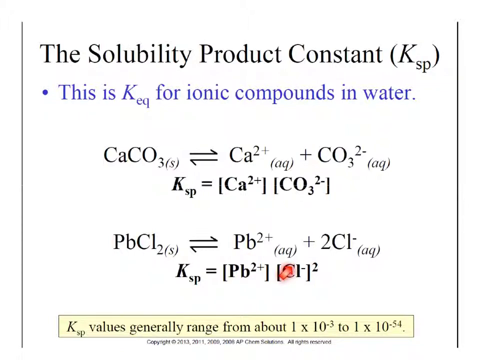And remember, in equilibrium questions, we never put the solid state inside of the expression. That's why the KSP for these reactions is just going to be the cation times the anion. And of course, you raise it to the power, so since there's 2 Cl's produced, because it's PbCl2, it would be the concentration of Pb times the concentration of Cl squared.